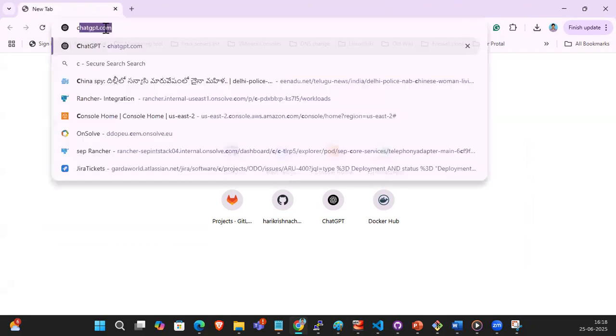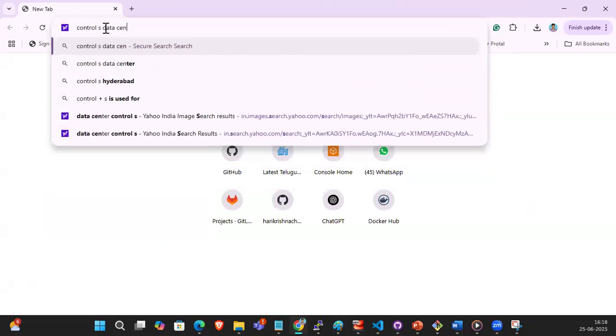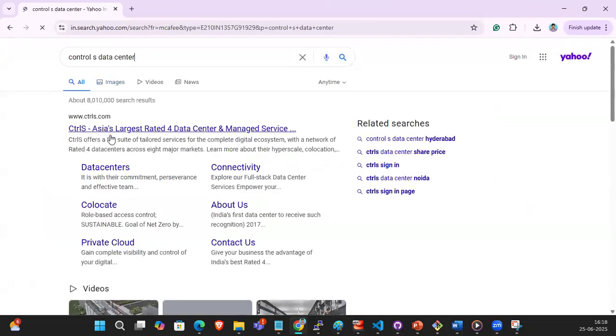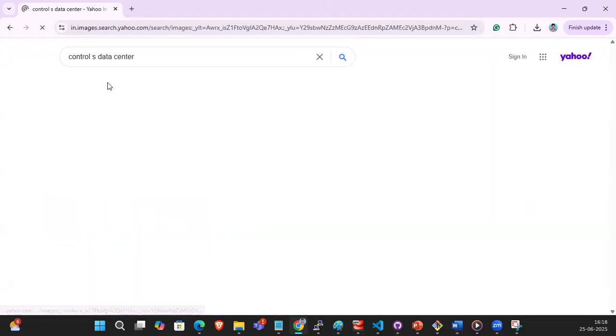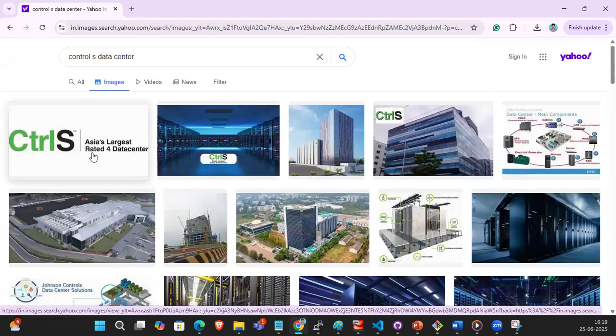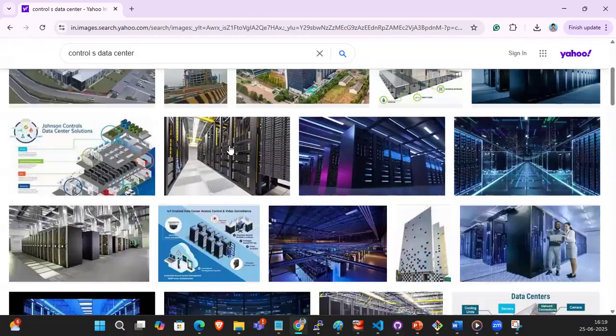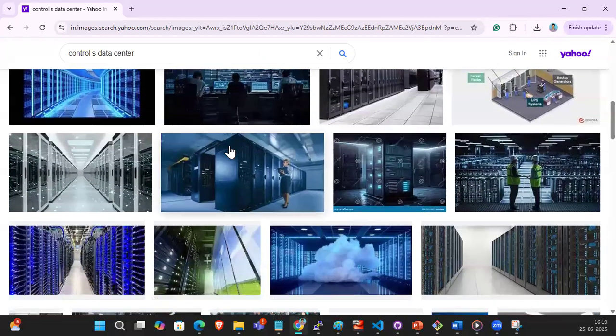This is Control S data center. You see, Control S is Asia's largest rated 4 data center. It is in Hyderabad. Okay, what are they providing?